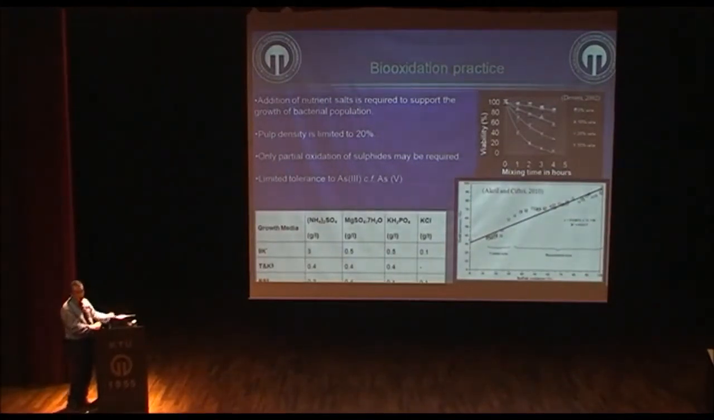And bacteria have limited tolerance to arsenic 3 compared to arsenic 5. That's why good oxidizing conditions should be maintained within the system.